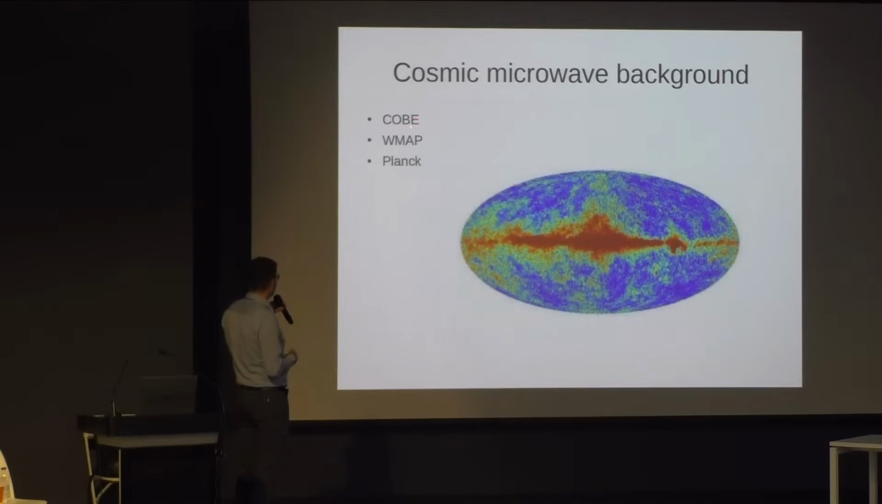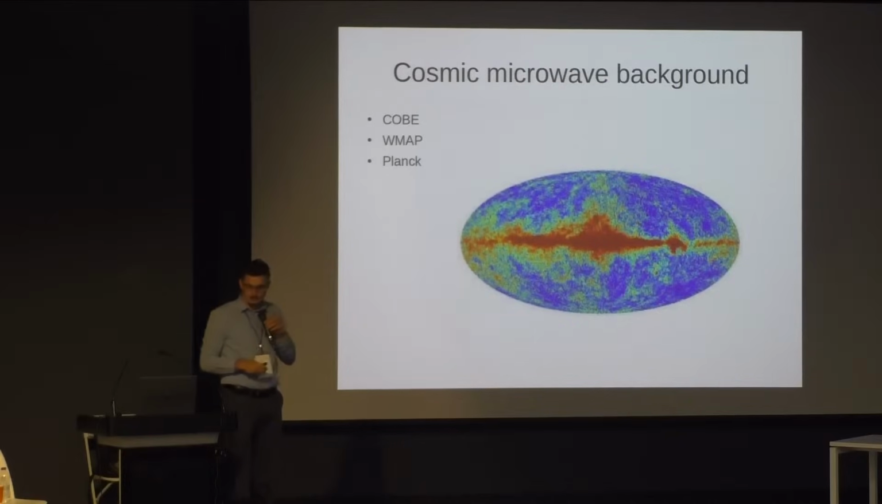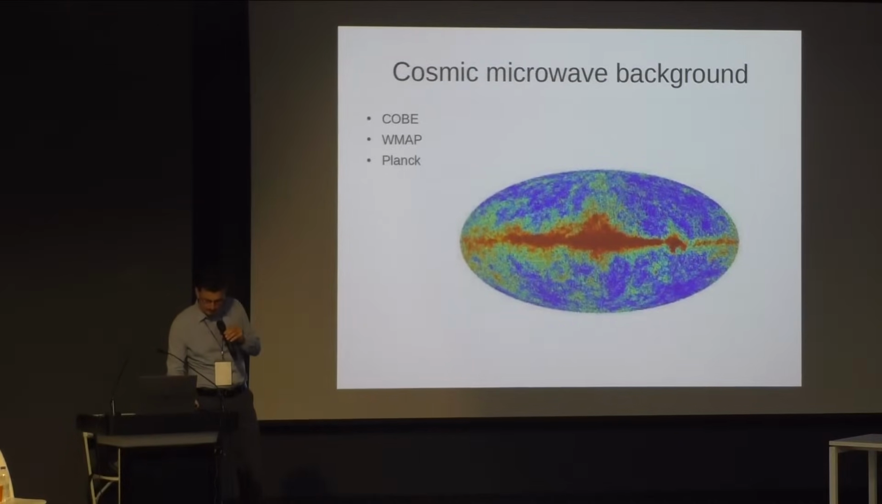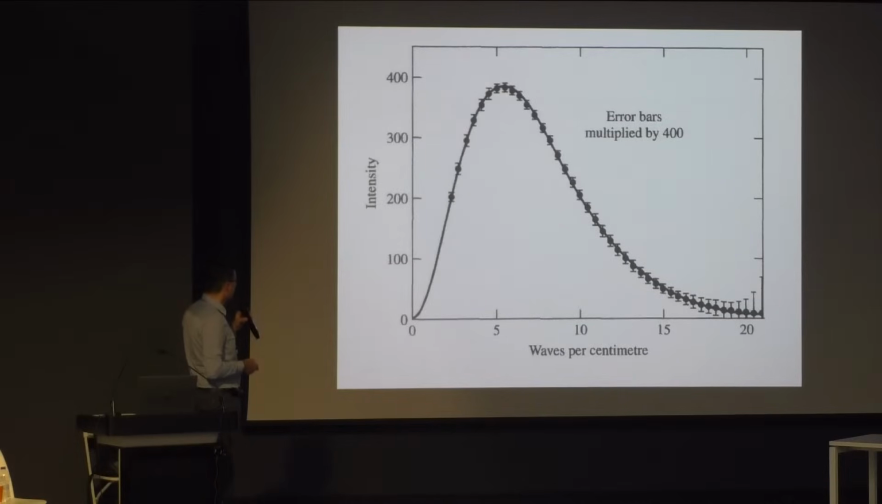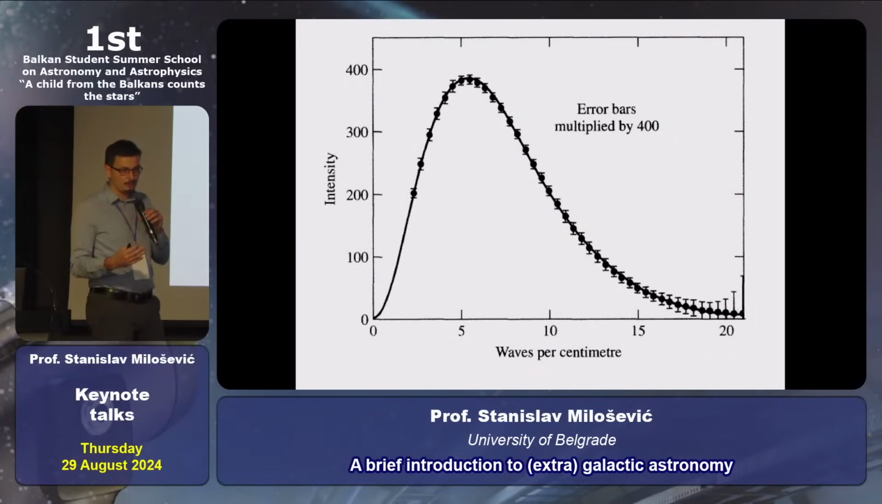COBE, Cosmic Microwave Background, WMAP, and Planck from 2015. And this is the same map like the previous one. Do you know what this part here is? It's the Milky Way disk, so it prevents us from measuring the temperature behind it, and we need to interpolate those temperatures. Why is this important? Because this is the true black body in nature. Black body is a model.